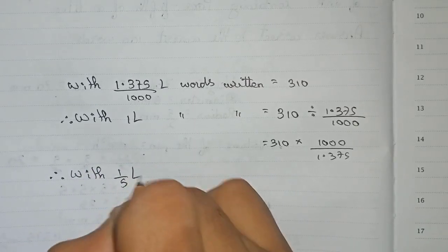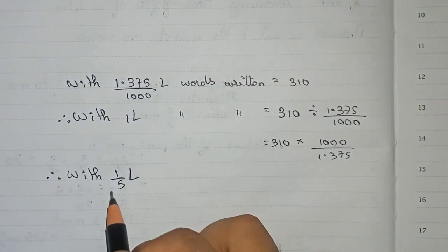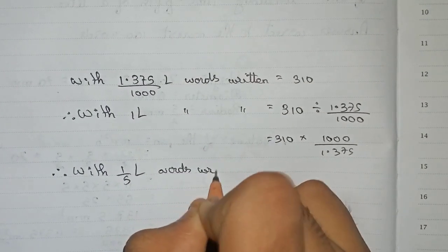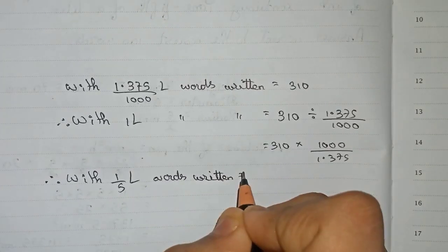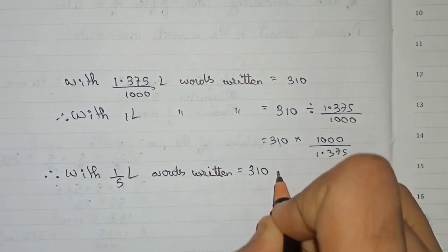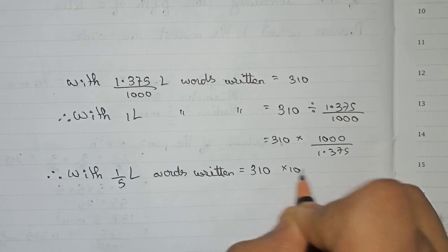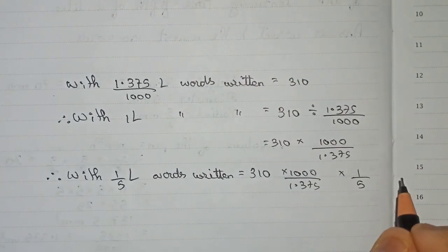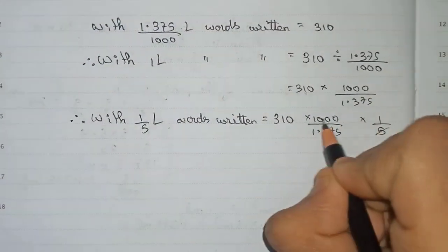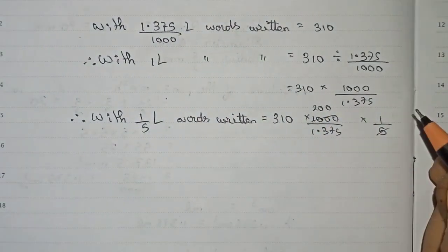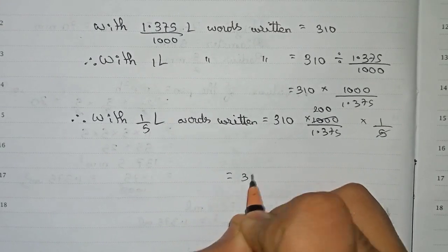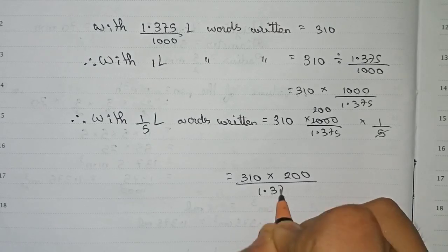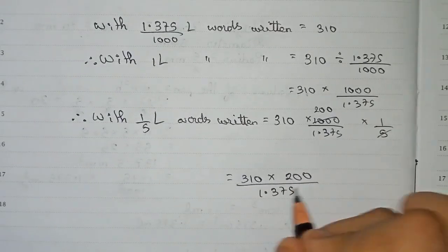So now therefore with 1 by 5 liter, as in the question it is given 1/5 of a liter, words written will be equals to 310 into 1000 by 1.375 into 1 by 5. So you cut 5 and 1000, it becomes 200 here. So now you write it like this, 310 into 200 by 1.375.